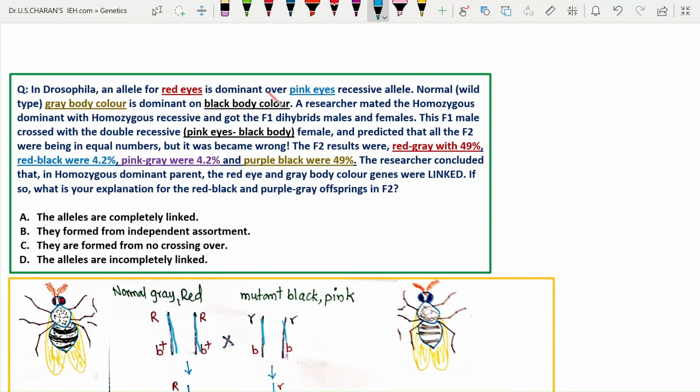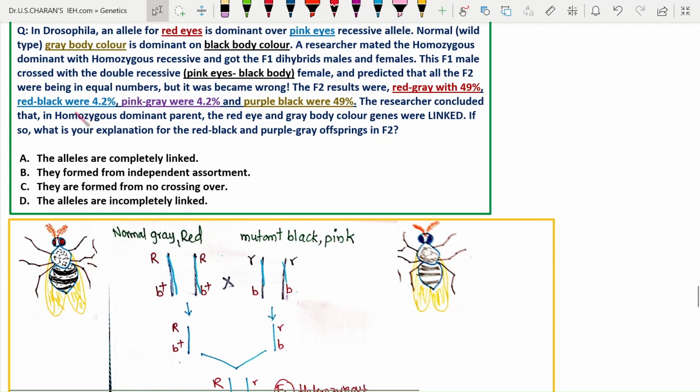Red eyes and pink eyes. Red eye color is denoted by a capital letter and pink eye color is denoted by the small letter. Then another character, grey body color, is dominant. This is denoted by another capital letter. These are recessive, labeled with small letters. These are black color. The researcher mated the homozygous dominant with the homozygous recessive. This is homozygous dominant. This is homozygous recessive.